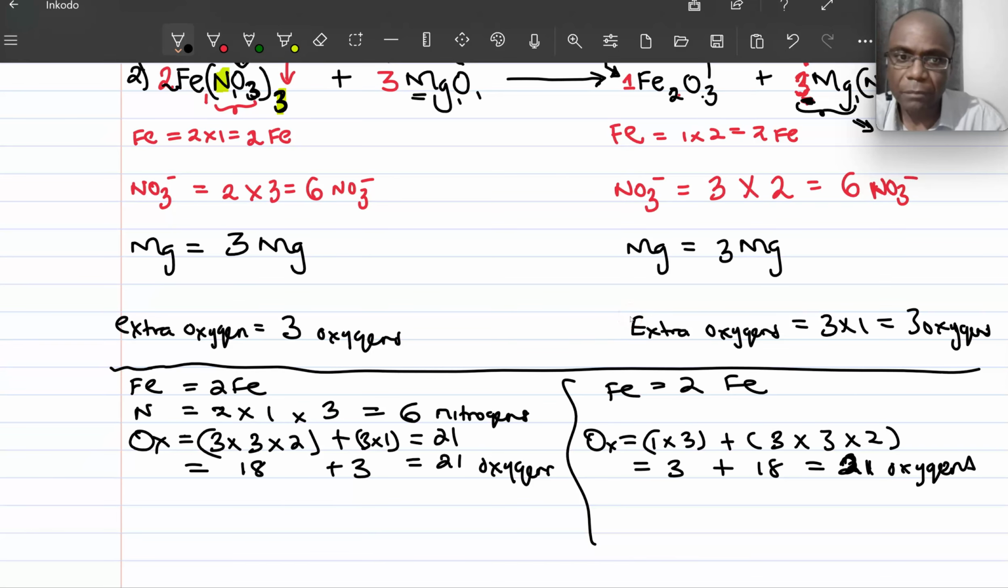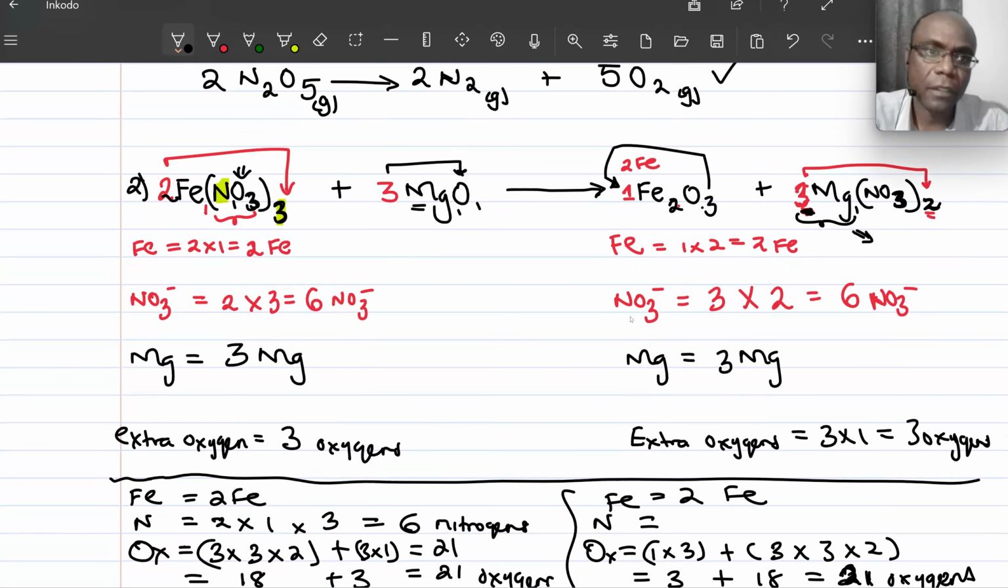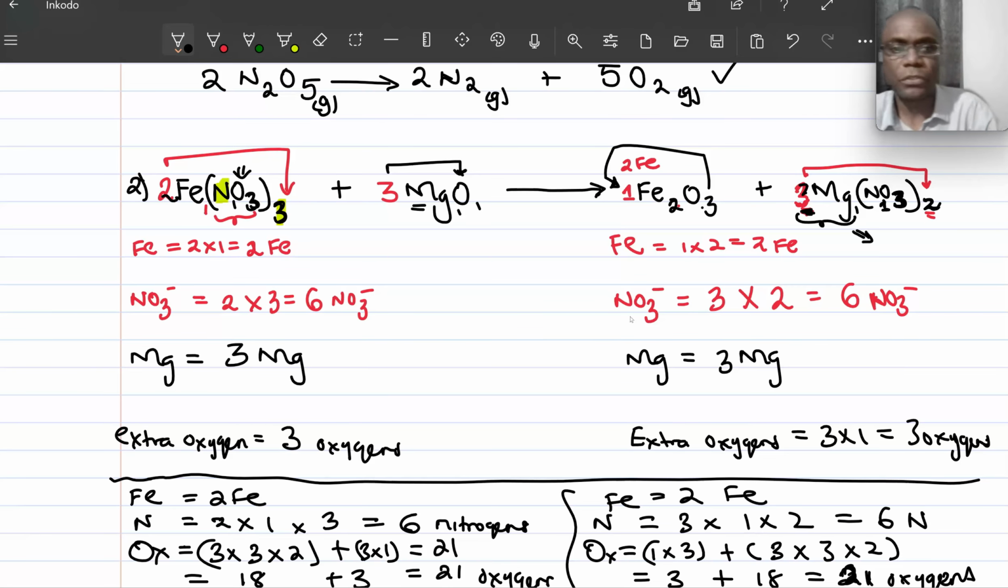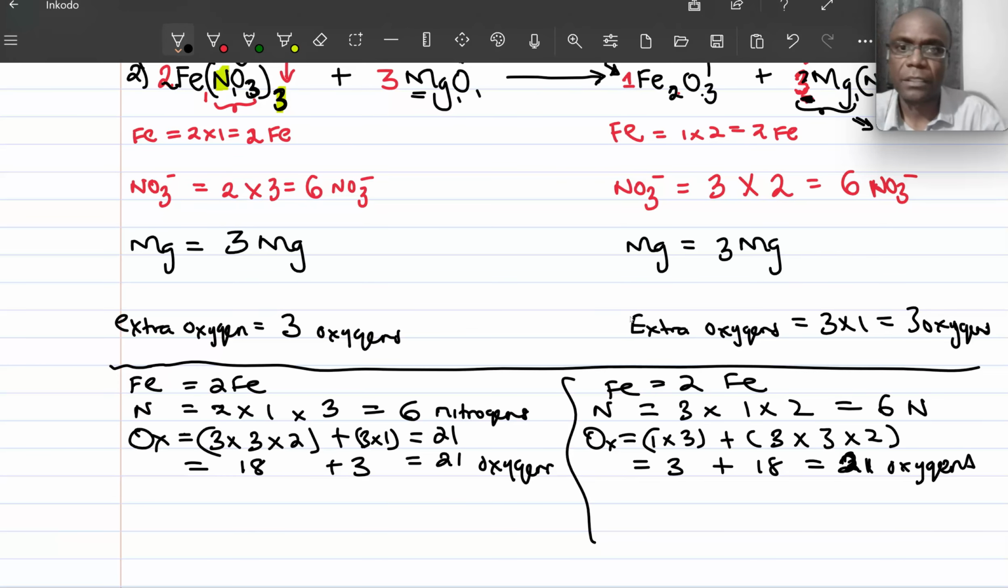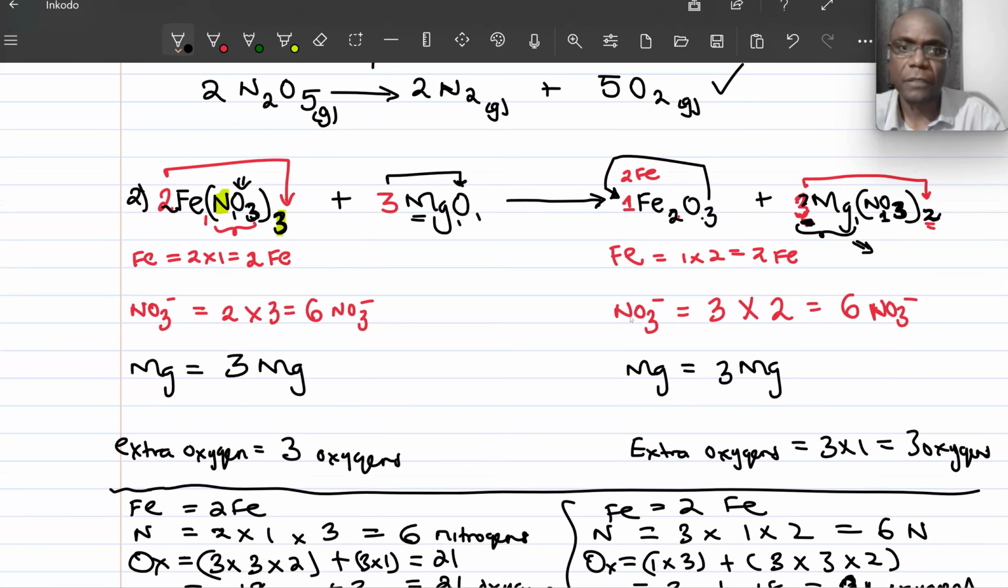Okay, so how about the nitrogen on the right side? It's the red 3 times the 1 subscript on the nitrogen times 2. So I'll go 3 times 1 times 2, and that's going to be 6 nitrogens. So everything is balanced. So the balanced equation will have 2, 3, 1, 3. That will be the balanced equation.